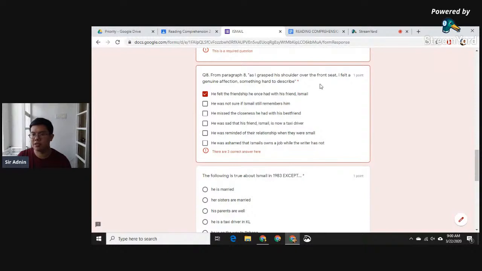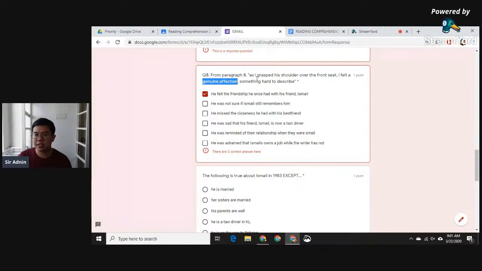So we're not really sure where this is, over the front seat. I felt a genuine affection. Saya terasa satu genuine affection. When you put the word felt, it means that this must be an emotion. Mungkin ni this is a perasaan. Something hard to describe. So we still can figure out a way to guess the meaning, although maybe you don't know what is genuine affection, but we're talking about the writer and we're talking about Ismail, the father, the mother, and everything else. So genuine affection could be a very positive feeling.